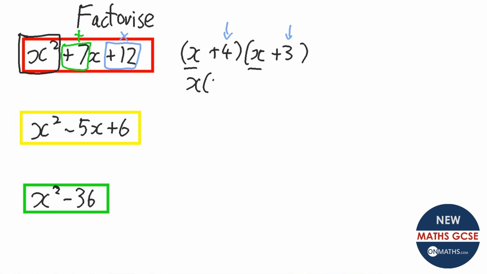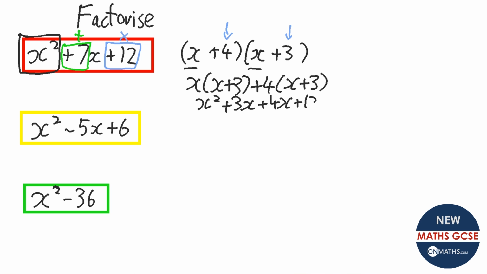So we do the x first, x plus 3. Then we do the 4. x plus 3, and we'll do this quickly: x squared plus 3x plus 4x plus 12, and then the middle 2 add together to make the 7x, I mean. So that becomes x squared plus 7x plus 12, and we know we've got the right answer.